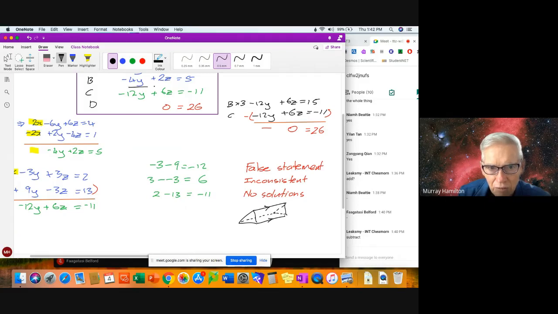Because here you've got 4y and 2z equal 5, that could be this top line here. And underneath it, you've got negative 12y and 6z equals negative 11. That could be this line here. So they are parallel and they're never going to meet. So whenever you use B and C and you get inconsistent, it's going to be a diagram like that. That's all the time. Okay, that's all you can do with that one. Can't do any more.